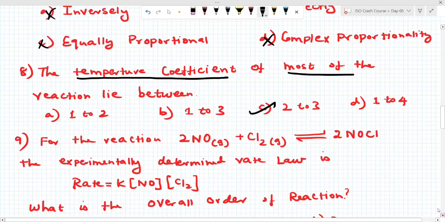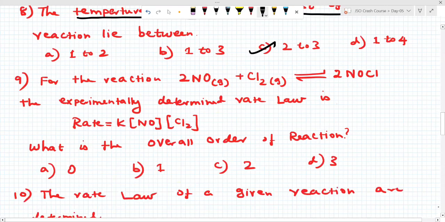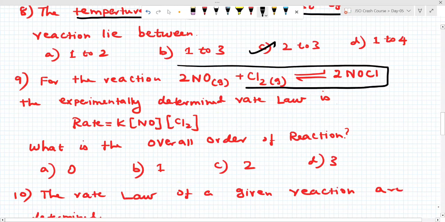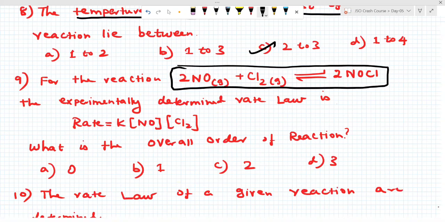இந்த क्वेश्चन கவனிங்க, என்ன கேட்டிருக்கான் பாருங்க. The for the reaction 2NO plus Cl2 gives 2NO2. இவன இது ரேட் ஈக்குவேஷன். ரேட் ஈக்குவேஷன்ல பார்த்தனா NO க்கு 2 இருக்கு, Cl2 க்கு 1 இருக்கு. ரேட் எக்ஸ்பிரஷன் பாருங்க, NO மேல 1 இருக்கு, Cl2 மேல 1 இருக்கு.